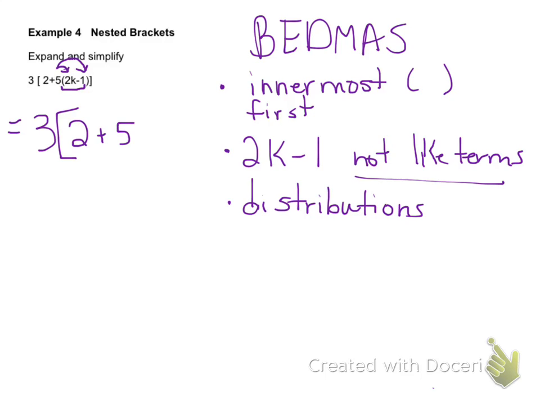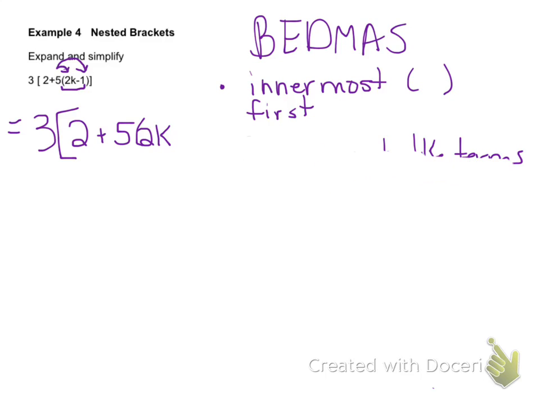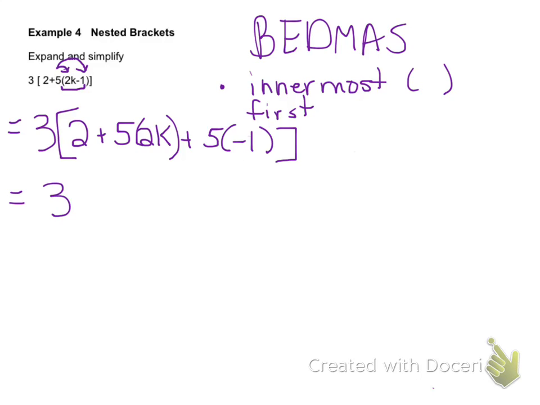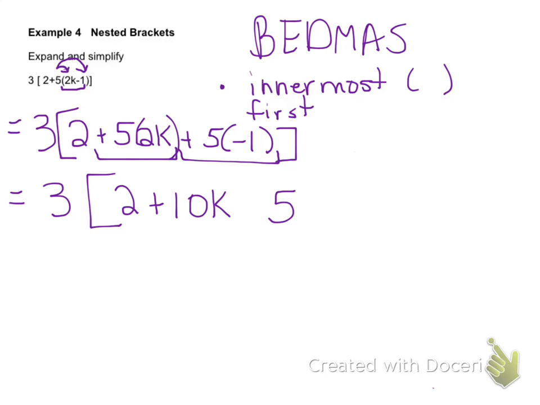So we're going to go plus 5 bracket 2k. And then we're going to go plus 5 bracket negative 1. Then we're going to close the other bracket. So all I've done is distributed the 5 to the 2k and distributed the 5 to the -1. We're going to go ahead and multiply. So 5 times 2k is positive 10k. 5 times 1 is 5, but a positive times a negative is a negative.